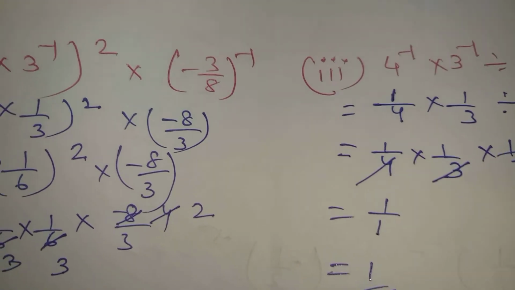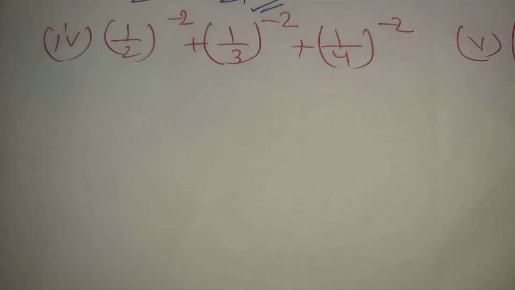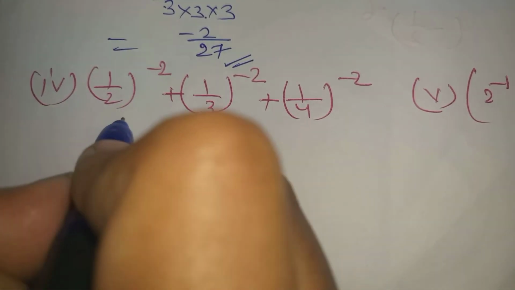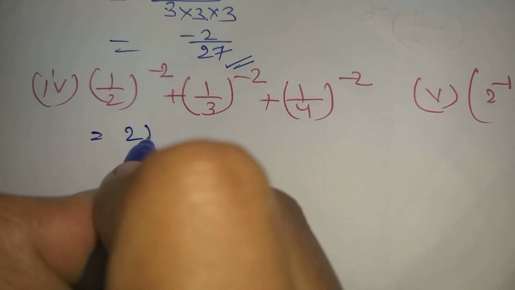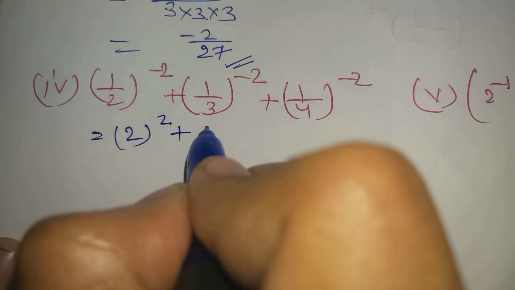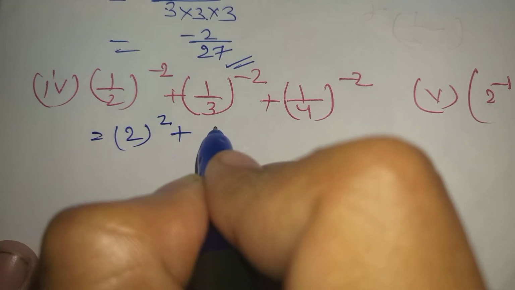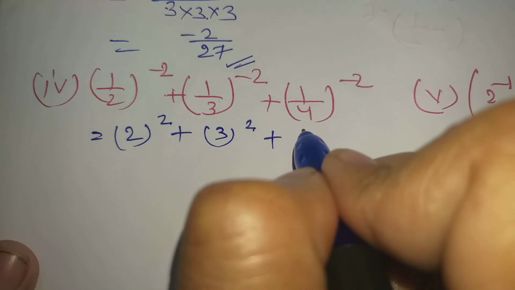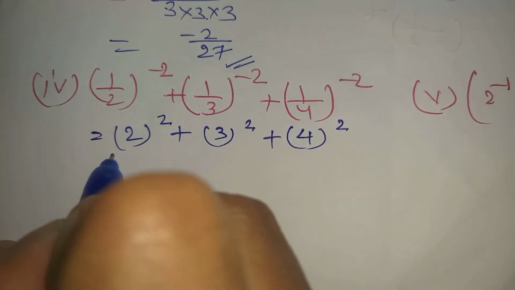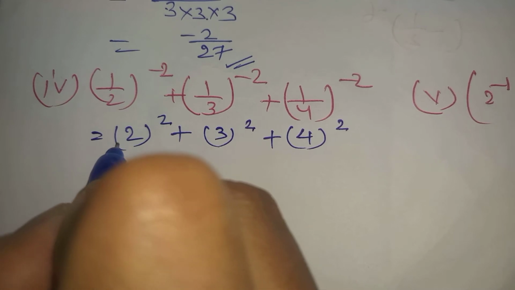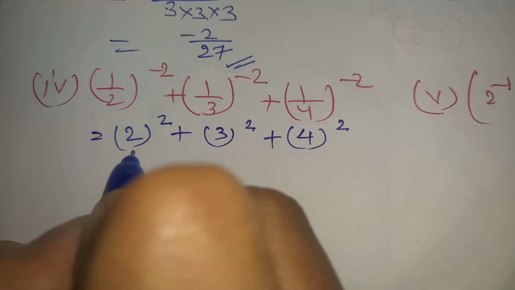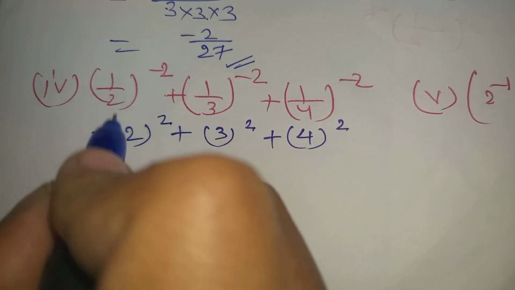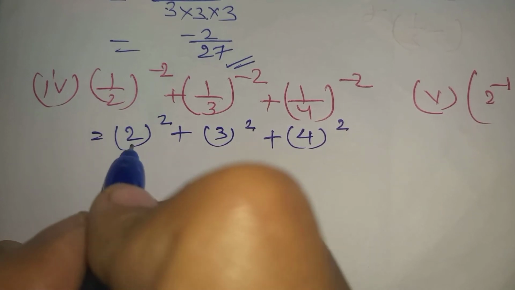Okay, now we will move to question number 4. So look here. It will be 1 by 2 to the power minus 2, so you may write 2 to the power 2, plus 1 by 3 to the power minus 2, that means 3 to the power 2, and 1 by 4 to the power minus 2, that means 4 to the power 2, because 1 is not needed in the denominator, so we have written 2 only. It would be 2 by 1, but we have written 2 only because in the denominator we don't need to write 1.